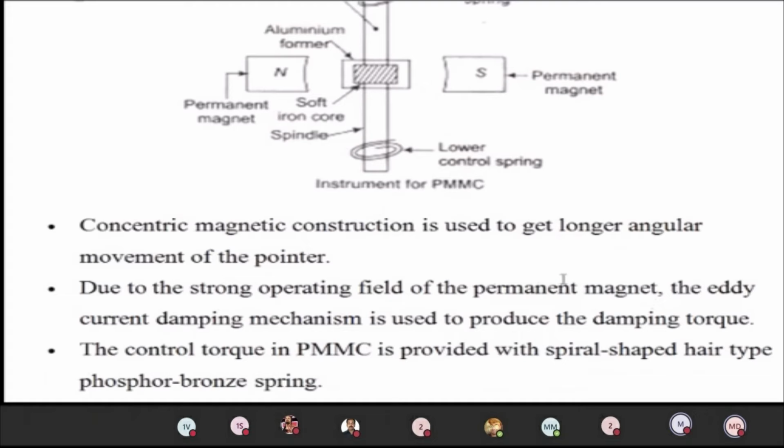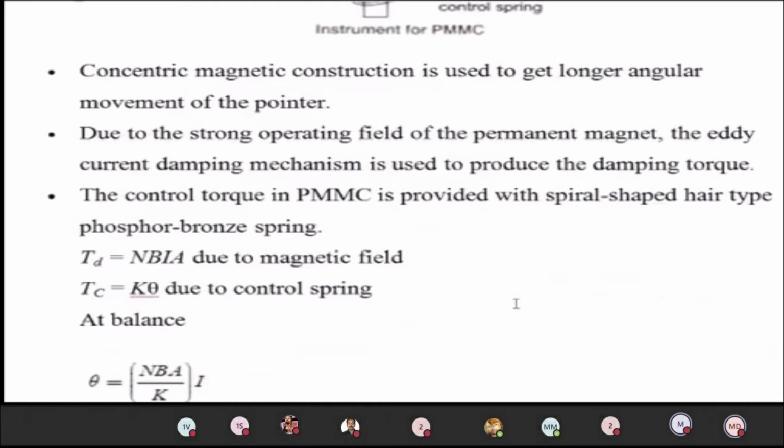So concentric magnetic construction is used to get a longer angular movement of the pointer. So the angular movement should be very long, which means we have to go for concentric magnetic construction. Due to the strong operating field of the permanent magnet, the eddy current damping mechanism is used to produce the damping torque in a PMMC instrument.